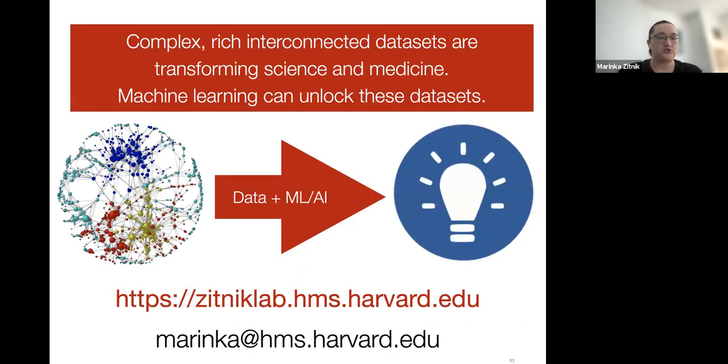So I'll stop here and conclude with this observation that complex, rich, interconnected data sets are transforming science and medicine, and machine learning on graphs can unlock these data sets. Most or all data sets, papers and code I mentioned today are on our lab website. You will also see we have a new initiative called Therapeutics Data Commons that contains over 60 machine learning ready data sets for machine learning in the therapeutics field. So if anyone is interested in leveraging some of those data sets in their ML work, you're very much welcome to do so. Thank you.